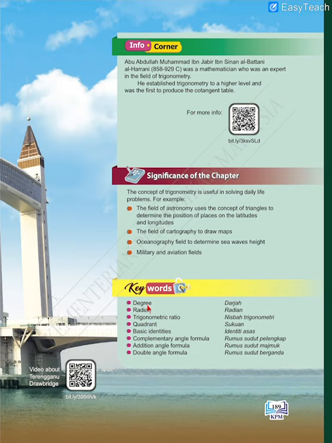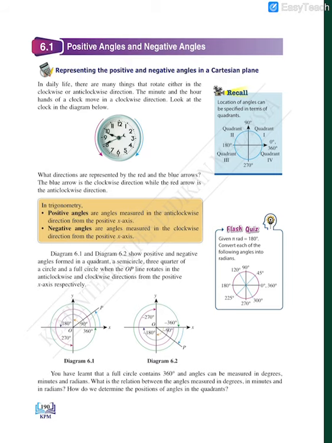Okay, so last one we have our introduction set about keywords. Okay, what we have: degree, okay, darjah, the unit measurement for angle, radian, also the unit measurement, trigonometric ratio, we have nisbah, quadrant, sukuan, basic identity asas, complementary angle, rumus sudut pelengkap, addition angle formula, rumus sudut majmuk, and double angle formula, rumus sudut berganda. Okay, so let me start.